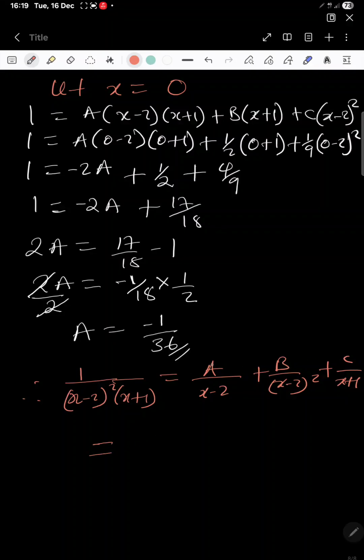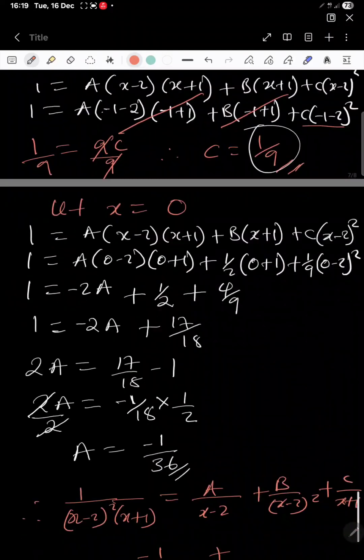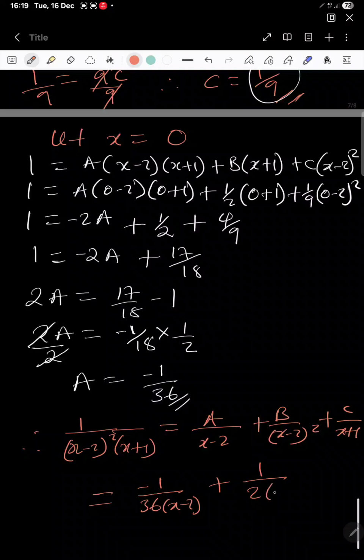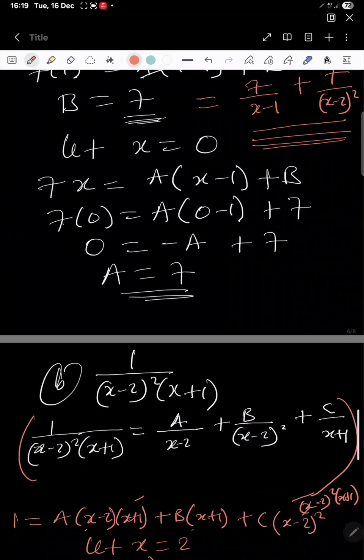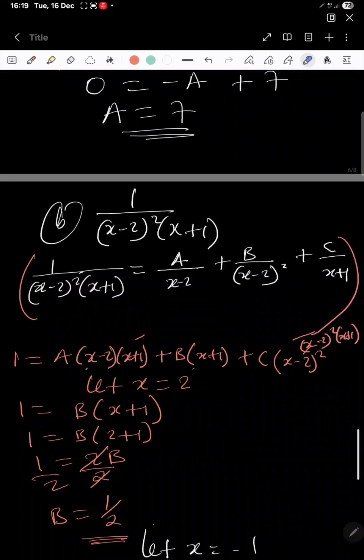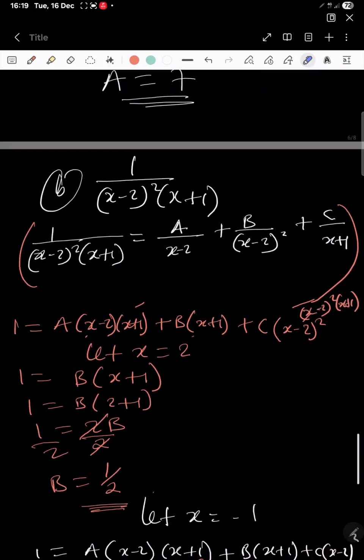So it's going to be equal to, what's our a? Our a is -1 over 36 times (x minus 2). Then plus our b, we've gotten what? Our b, we've gotten 1 over 2. So it's going to be 1 over 2 times (x minus 2) squared. And then plus, what's the value of c? The value of c, we've gotten 1 over 9, which is going to be 1 over 9 times (x plus 1). So that means you've decomposed or resolved this into partial fractions. All right, so that's how you decompose if it is a repeated linear factor.